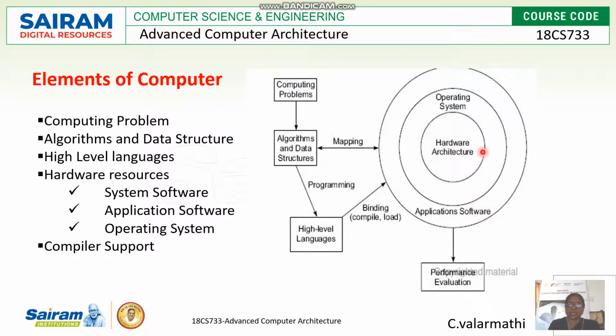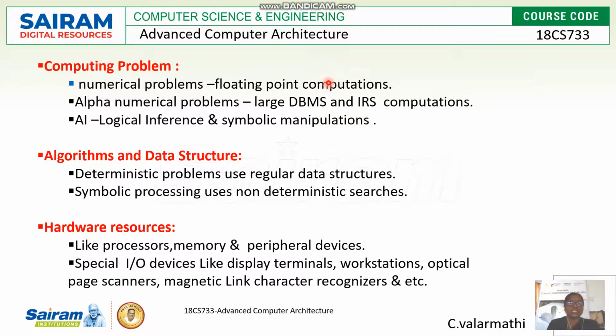This is the structure showing all the elements of your computer. It starts from the hardware architecture and application software. In between the application software and hardware architecture, there is an operating system, which acts as the interface between the hardware architecture and the application software. Apart from this structure, we have a computing problem, which determines what kind of computation will happen. There are 3 classifications of computing problems: numerical problems, alphanumerical problems, and AI related problems.